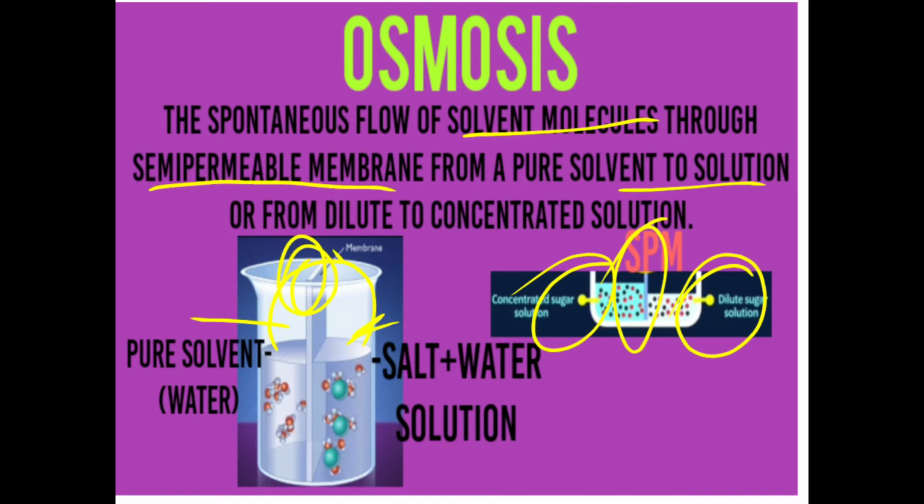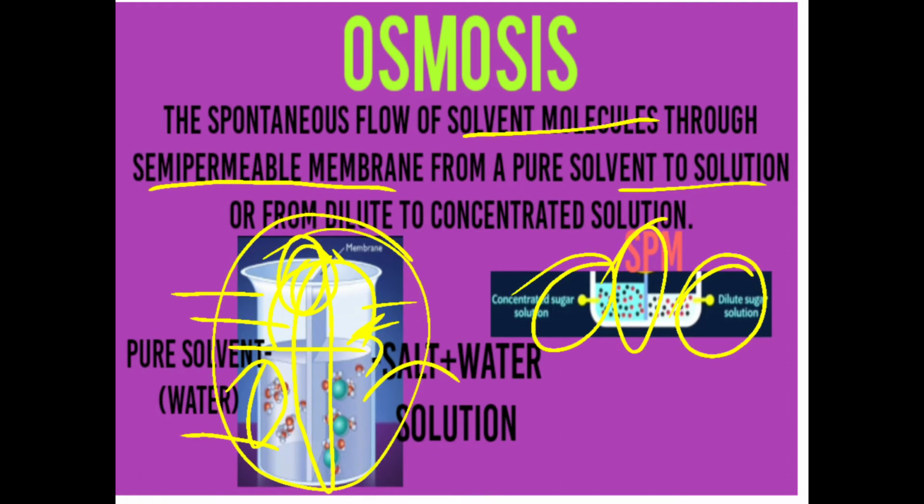Here you are observing there is a semi-permeable membrane, and on one side pure water is taken, and on the second side a salt plus water solution is there. And what you observe is that after some time, when we separate these two by the semi-permeable membrane, the molecules of pure solvent move toward the salt plus water solution. This process is known as osmosis.